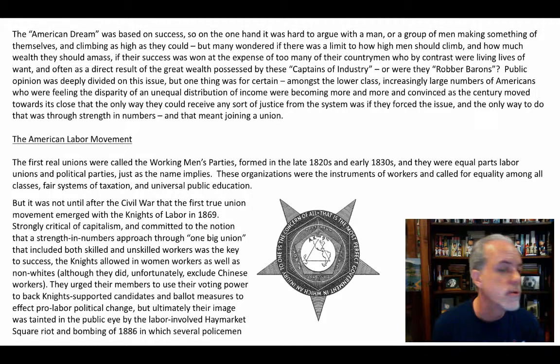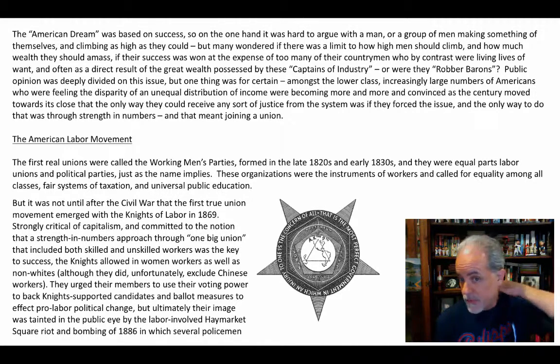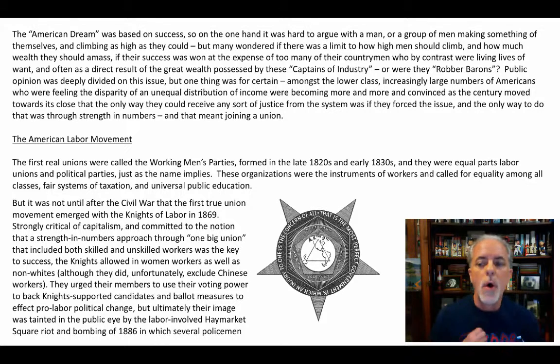The first real unions were called the working men's parties. They were formed in the late 1820s, early 1830s, and they were equal parts labor unions and political parties, just as the name implies. These organizations were the instruments of workers and called for equality among all classes, fair systems of taxation, and universal public education.